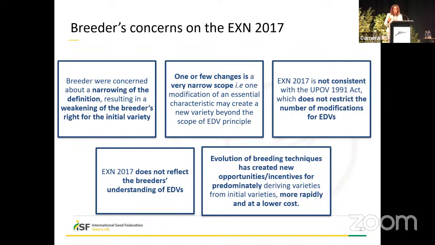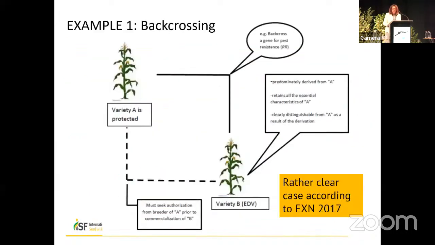Decisions like that have created problems for predominantly derived variety, and this is really at a lower cost. This is the same example as the example I showed earlier. So there have been few elements in the experiment.